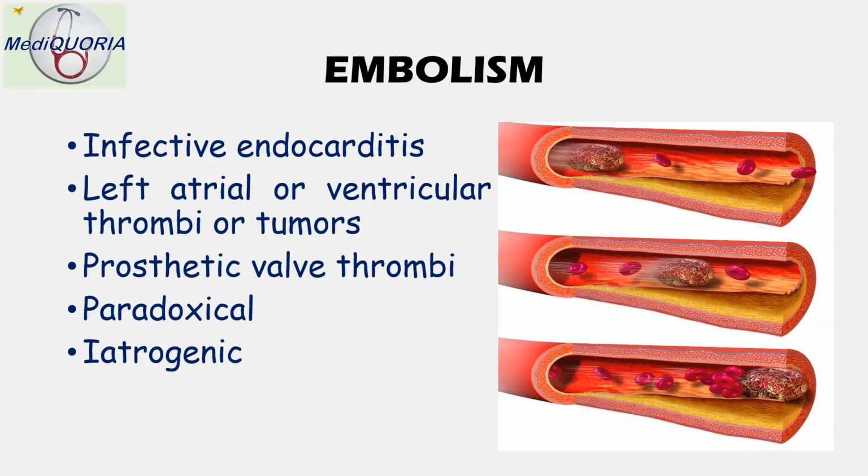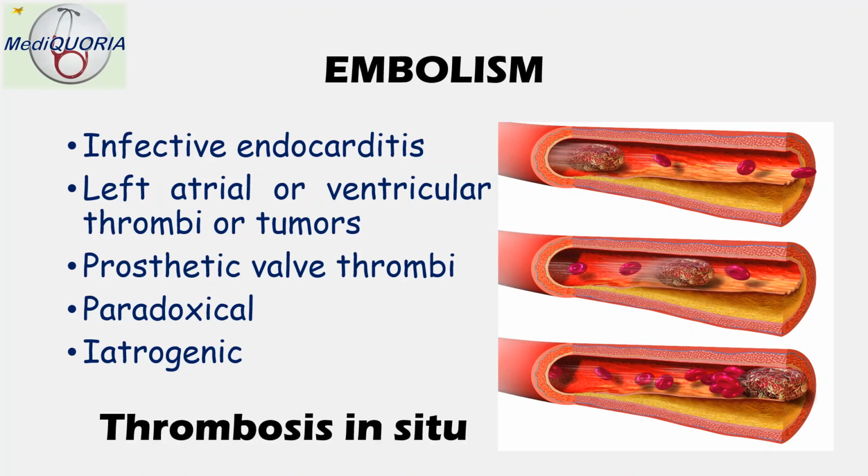Here is an illustration demonstrating embolism. We can clearly see material coming in from a distant side and getting lodged into a narrow portion of this artery. As we talk about embolism, let's not forget about thrombosis in situ. Thrombi can also form from within the coronary arteries rather than travel from a distant site. This is usually a result of a ruptured atherosclerotic plaque.